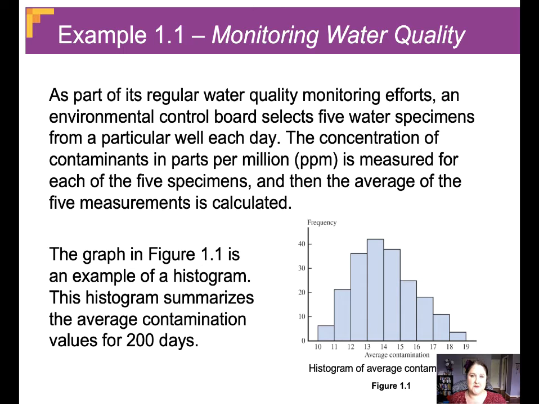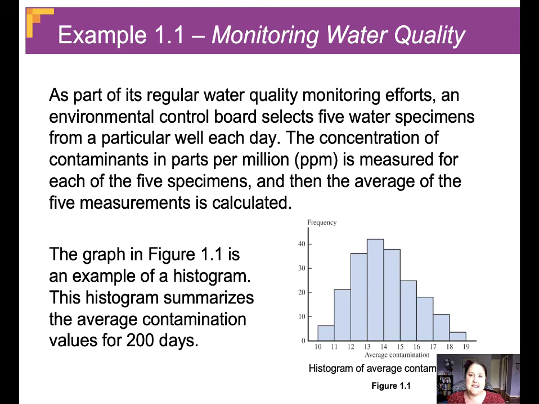You'll be learning in Chapter 2 about this graph that you see, but it's called a histogram, and it's a way for us to plot the frequency for the different measurements that we obtained. So you're looking at 200 days of these average contamination levels. You'll see that in the middle, most of the data is between 12 and 16 parts per million. So if you wanted to consider a typical measurement, I would say typically you would find a measurement between about 12 and 16.